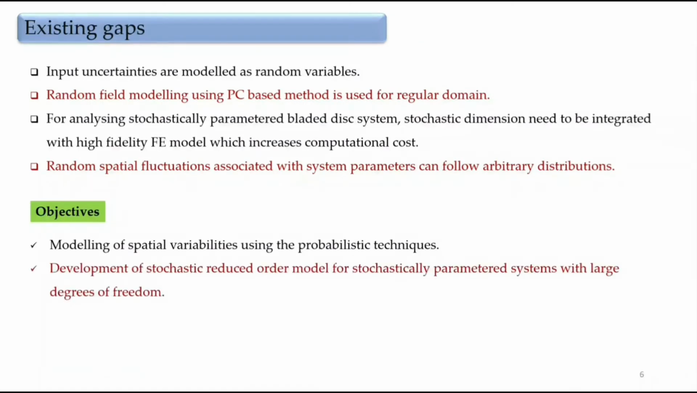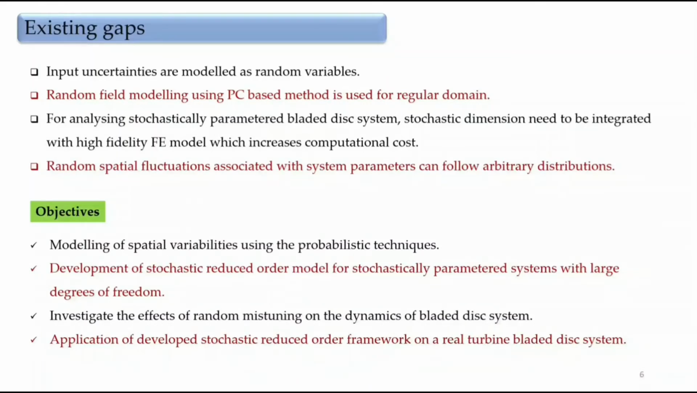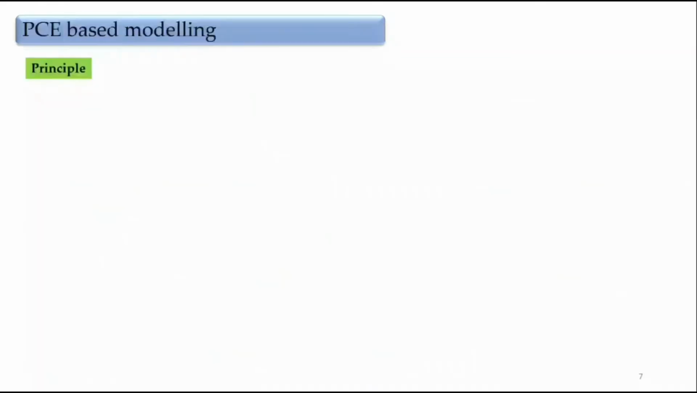To address the computational challenges, a stochastic reduced order model needs to be developed for large order systems whose system parameters have spatial variabilities. Then, studying the effect of random mistuning on the dynamic behavior of the bladed disk system, and finally, the developed framework is used for analyzing the real bladed disk system.